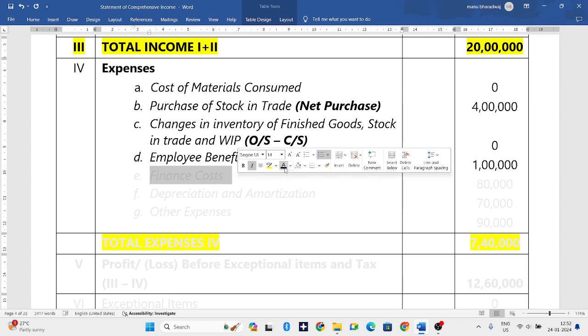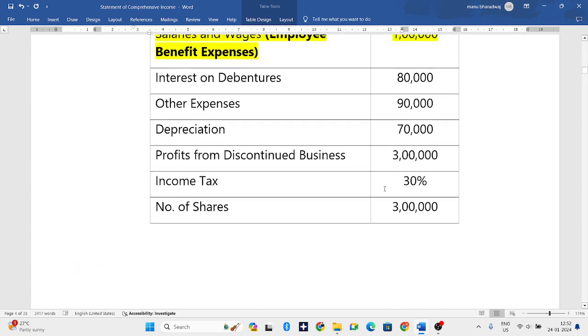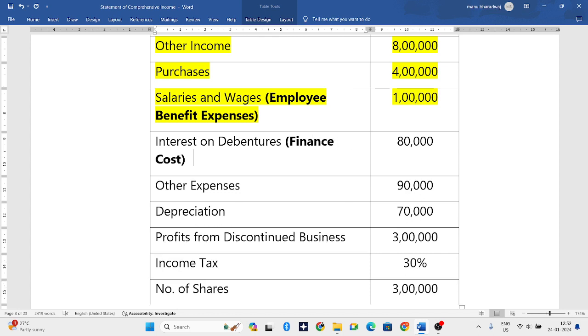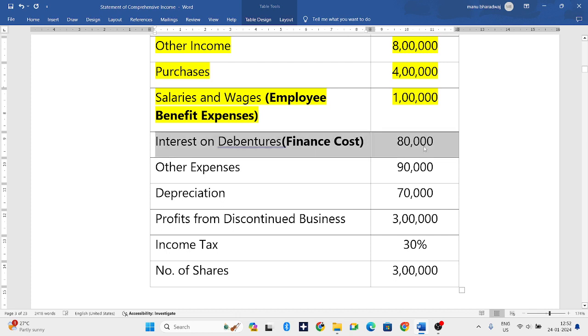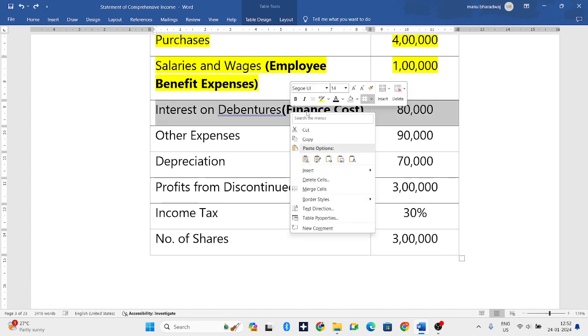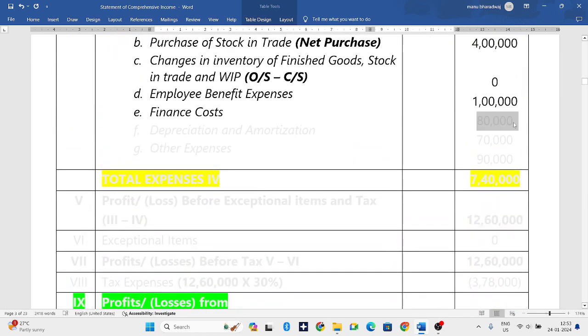Next will be finance cost, such as interest on loan, interest on debentures. If any is there, let us check in the question. Yes, interest on debentures. Interest on debentures comes under finance cost. Let us take 80,000 rupees there.